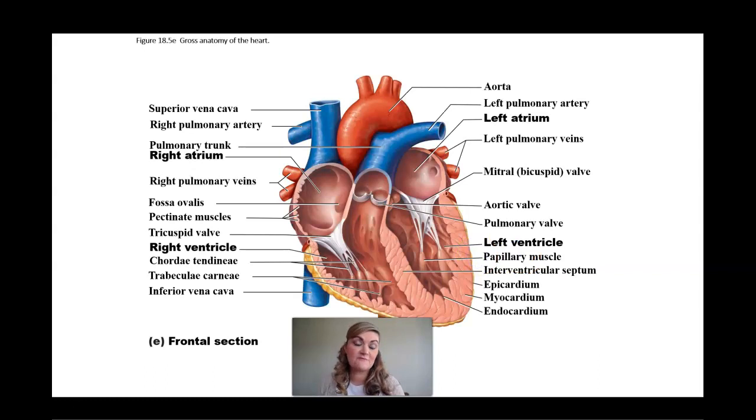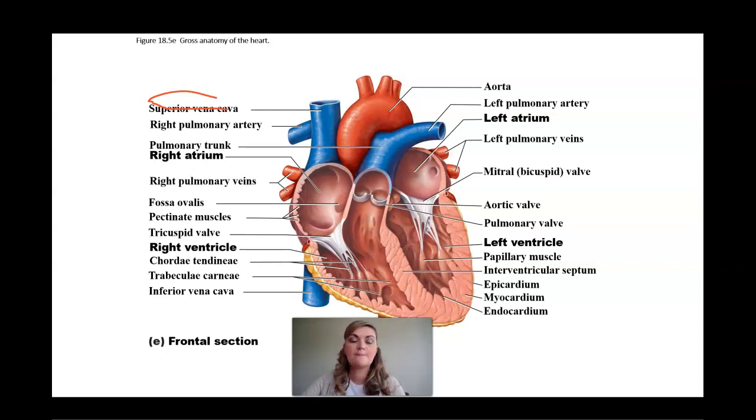So here we see a frontal section or a frontal cut. That's where you cut down through the center of the body and you open it up and you have a front and back half. And so with this, we're able to see directly into the heart diagram. Right, so we're going to start off with the superior vena cava.